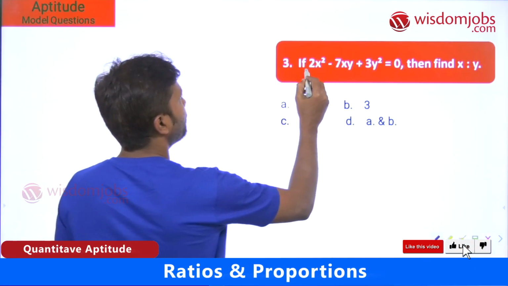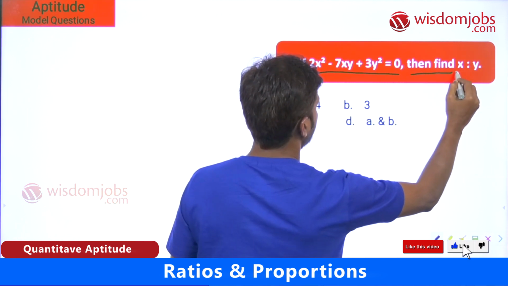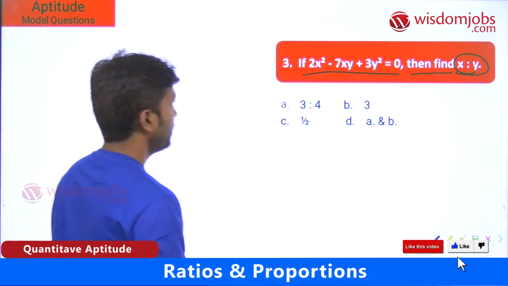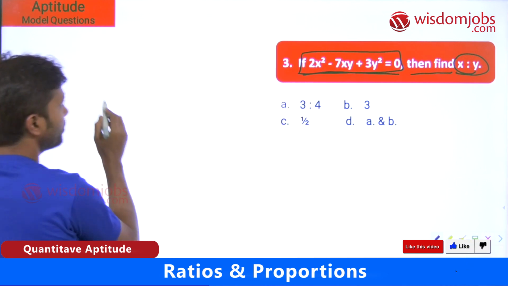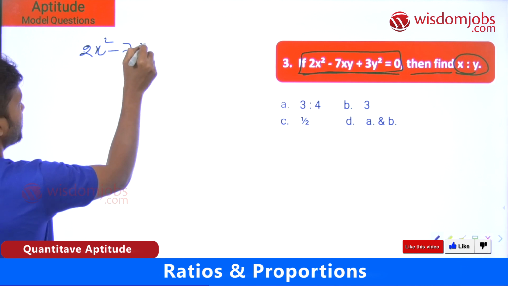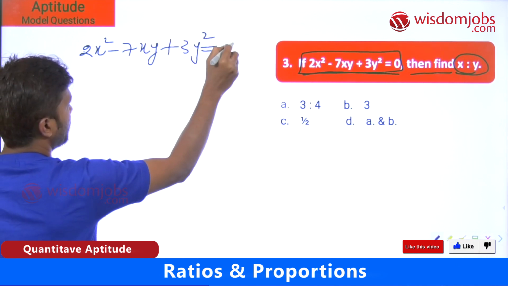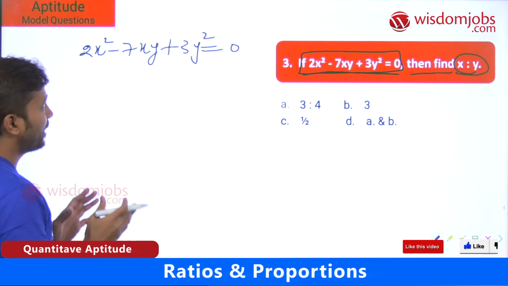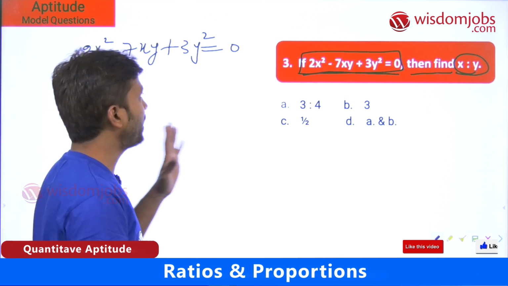See, if 2x square minus 7xy plus 3y square equal to 0, then find x is to y. How to find it out? Just see, here this is the equation. Let us write it down. 2x square minus 7xy plus 3y square equal to 0, right? Now how to solve it? Then what we have to do?